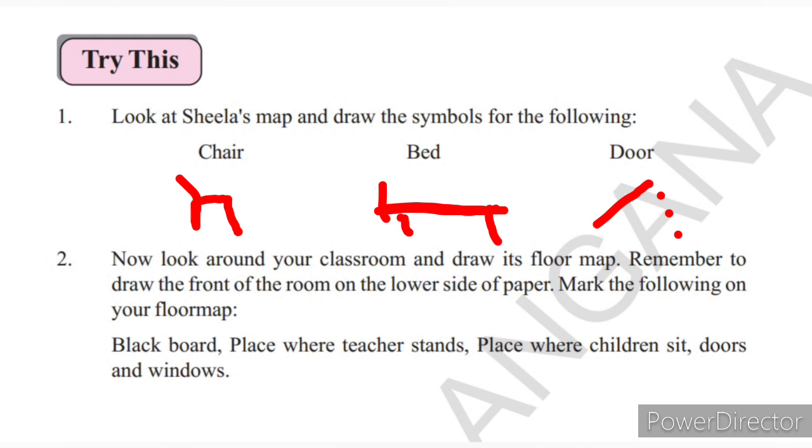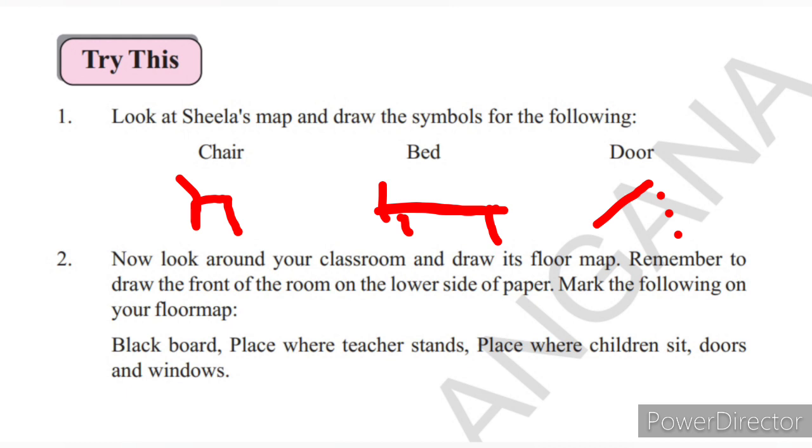Now look around your classroom and draw the floor map. Remember to draw the front of the room on the lower side of the paper. Mark the following on your floor map: blackboard, place where teacher stands, place where children sit, doors and windows. So you look at your classroom and draw that classroom floor map.